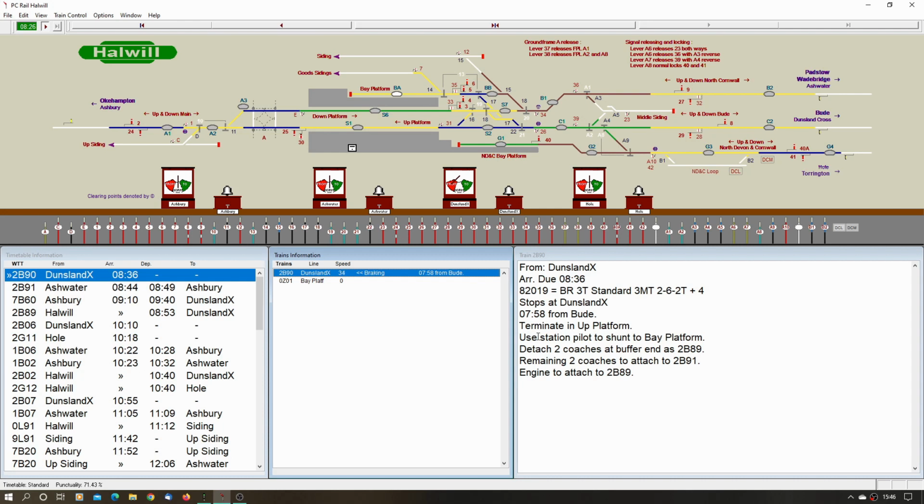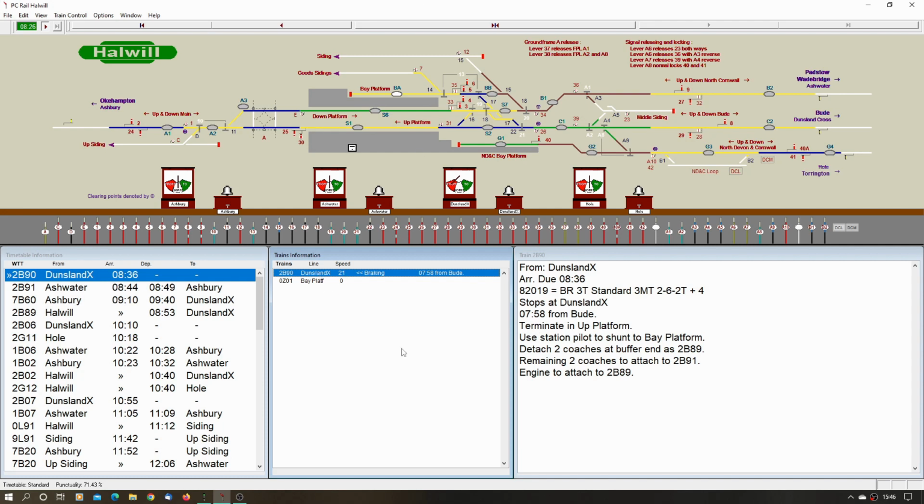2B91. Then the engine from that goes back into the bay, where we detach the 2 coaches buffer end. Engine to attach. Right, it might not disappear, these notes, I'm not sure. We'll see how we go along with that.